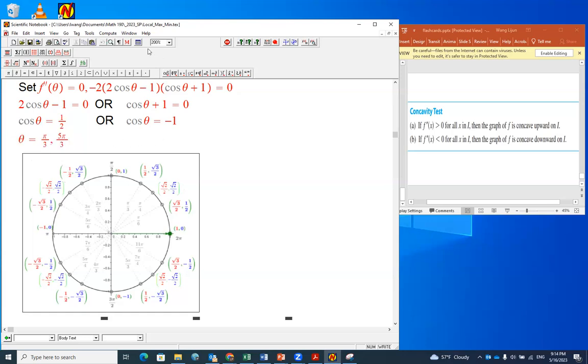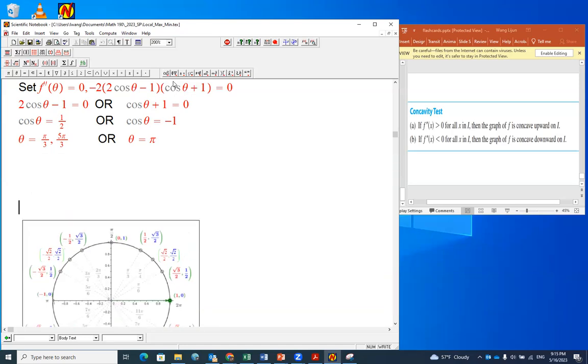And next, what do we get for cosine theta equals to -1? What angle will cause cosine theta to equal -1? The angle is pi, right? We just did that in the interval. Pi. All right, so we got three numbers that could cause this product to equal zero. They are candidates for inflection points.